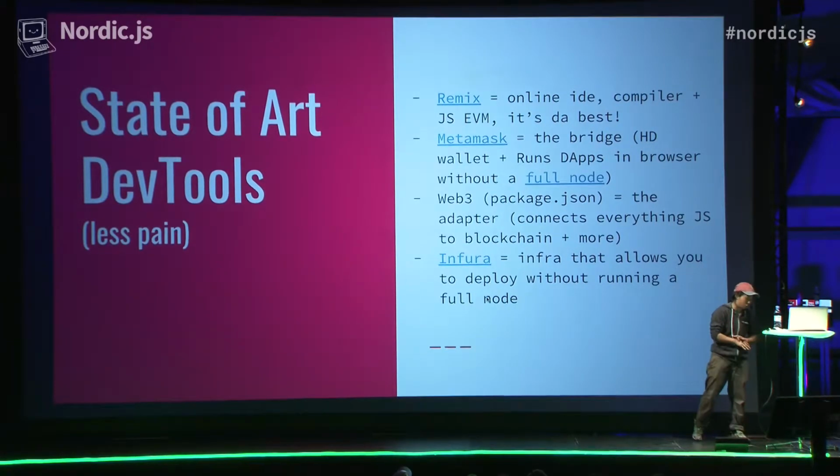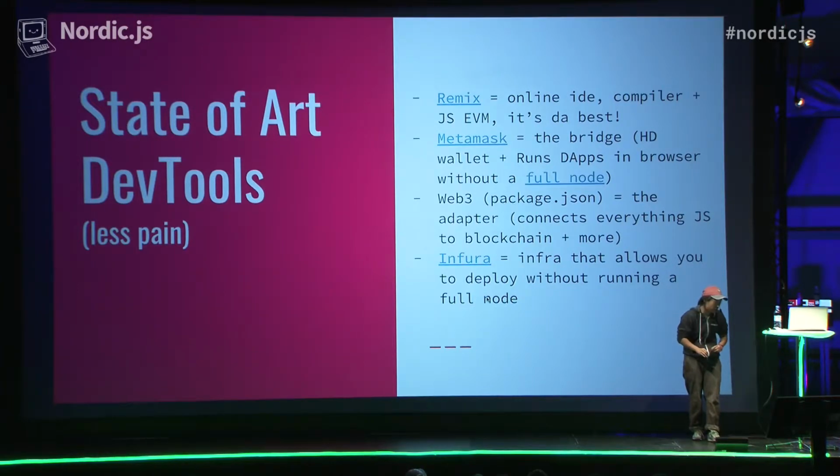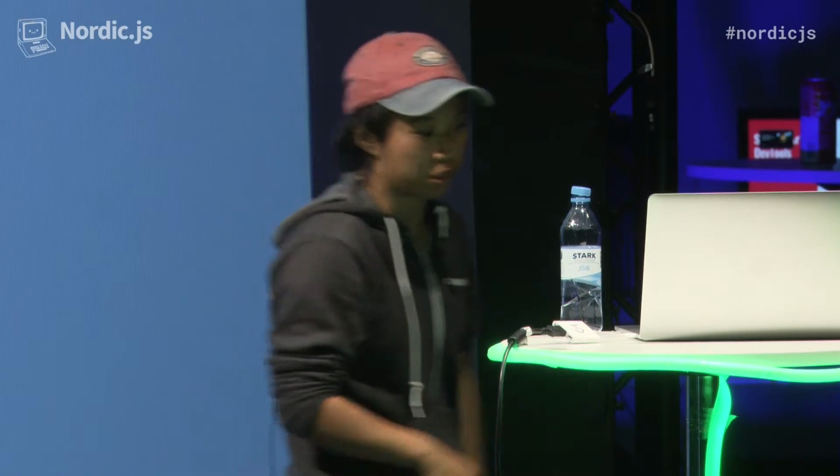And then last thing, Infura. Infura is infrastructure that allows you to deploy to a testnet or the real net without running a full node. Once again, we explained why full nodes are a little bit annoying, and maybe if you're just starting, you don't want to have to deal with that.